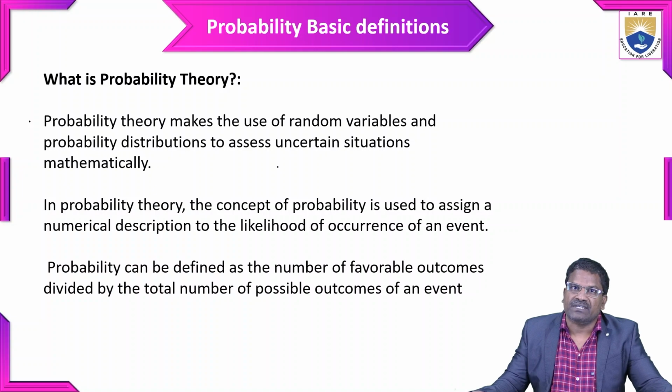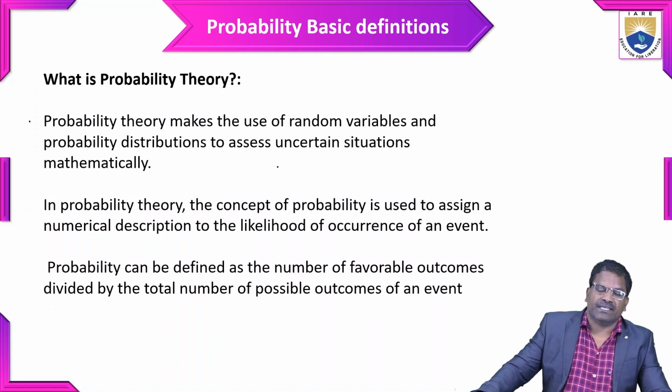The same chance is there for tail also. So the chance for head is 1 by 2. The chance for tail is 1 by 2. That is, the probability of head is 1 by 2. The probability of tail is 1 by 2. Equal chance is there. Actually, it is uncertain, but we are giving it mathematically, systematically, some quantity, and we are quantifying it. So that is the main significance of probability theory.